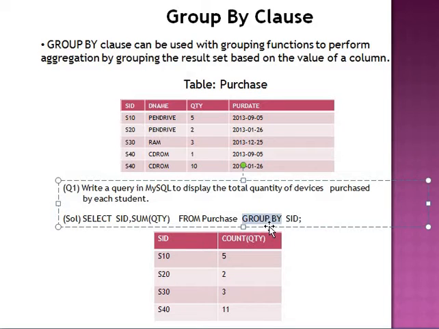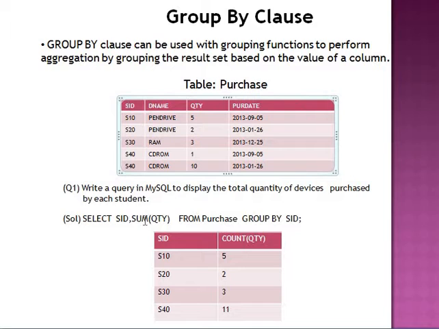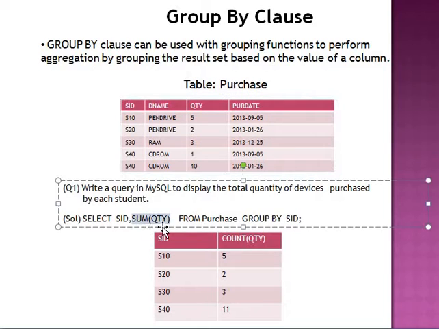Since I am grouping each of the students by their SID column, that's why I am going to put the SID column after the group by clause. So this group by clause is going to group each of the students on the basis of their SID. And once the grouping has been done, I shall select the entries of the column SID that represents the student ID and the grouping function sum of QTY to calculate the total quantity of devices purchased for each student ID.